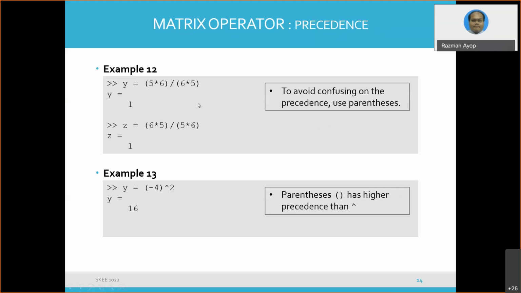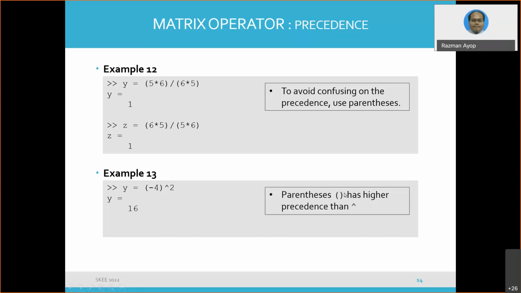Okay, next we try example 12. You can see here, 5 multiplied by 6 divided by 6 multiplied by 5. To avoid confusion, you use this one. But the answer is the same, because 5 multiplied by 6 divided by 6 multiplied by 5 is the same number, right? So you will solve the bracket first, and then you solve the division. This one is also the same.